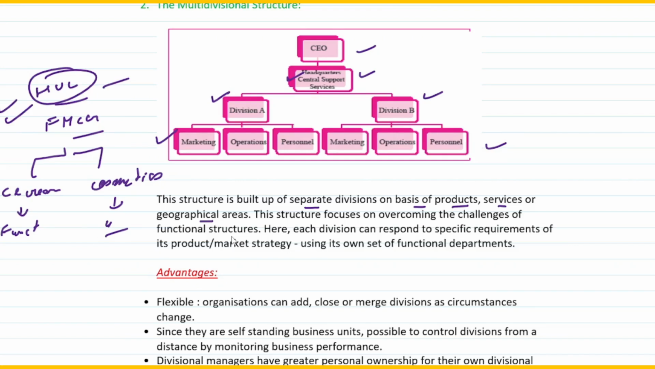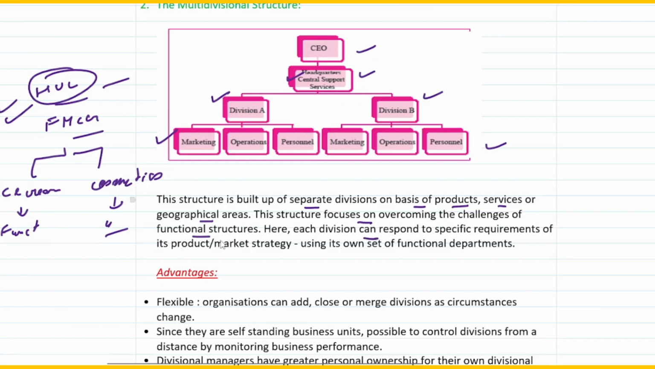Because HUL is a larger company, in a larger company it's preferable to have a multi-divisional structure, because if a large company has a functional structure, it will be more difficult for the top management to handle it. Hence, when we talk about big conglomerates, or rather MNCs, multinational companies, they prefer to have a multi-divisional structure. This structure is built upon separate divisions, based on maybe product, services, or geographical areas. It focuses on overcoming the challenges of functional structures. Whatever challenges you had in the functional structures, you would be able to overcome in the multi-divisional structure.